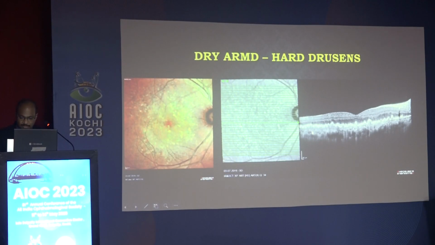So these are hard drusen of dry AMD. I'd like to direct your attention to this bumpy, sawtooth kind of appearance. See, the RPE is being elevated. Note that the RPE is elevated.